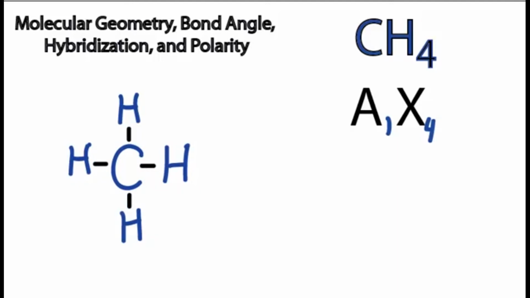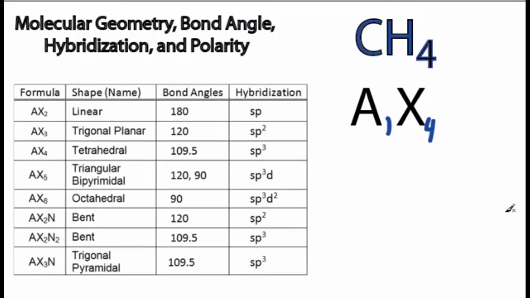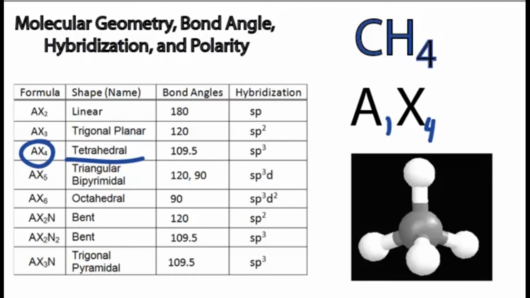Once we have this AX4, we can then look on a table to find the molecular geometry. So we go down AX2, AX3, there's AX4, and it's tetrahedral. So the molecular geometry of CH4 is going to be tetrahedral. And that's going to look like this right here. The carbon is in the center, and then the hydrogens are on the outside. We can see the bond angle is 109.5. That's going to be this angle right here. And the hybridization will be sp3.